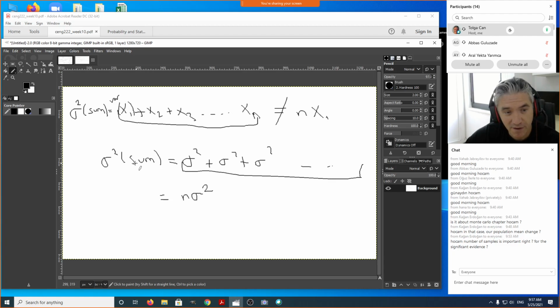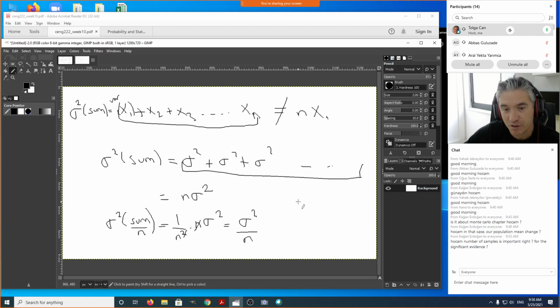Now, if the variance of the sum is this, what about the variance of the sum divided by n, which is our average? The variance of the sum divided by n, where 1 over n is now our constant, is equal to 1 over n squared times the variance of the sum, which is n times sigma squared. These n's cancel, which gives us sigma squared divided by n. So this is the variance of the average.